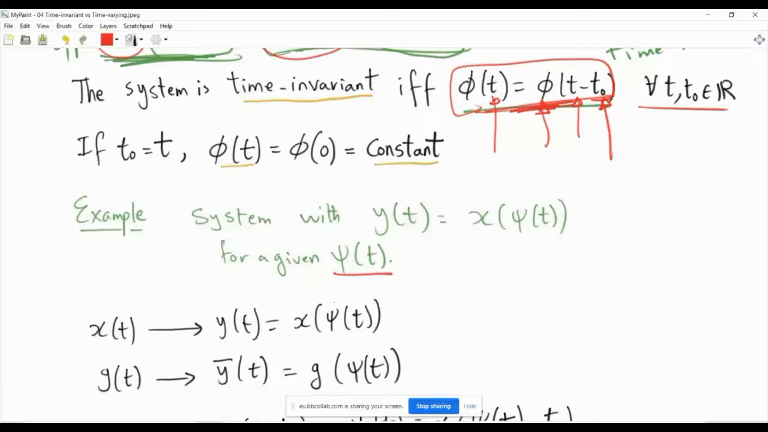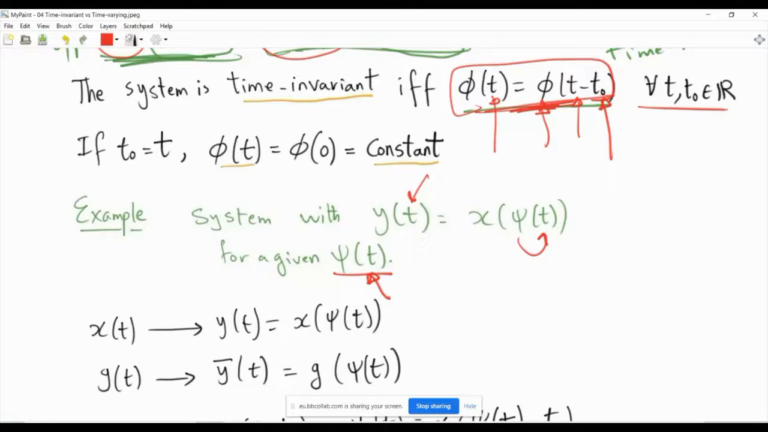It comes with a given function psi of t. Now the system is this: y of t is equal to x of psi of t. So basically, if you want to compute what is y of 5, the output of the system at t equal 5 seconds, if we measure time in seconds, then the output at t equals 5 is the input at psi of 5. So you need to take this 5 and feed it to the function psi of t. Let's say that psi of 5 is equal to 7. Then y of 5 is equal to x of 7.